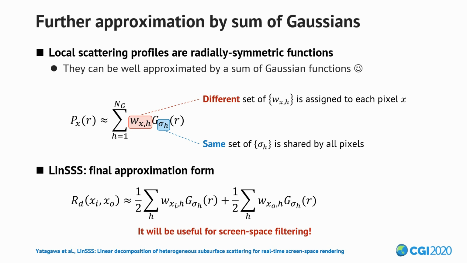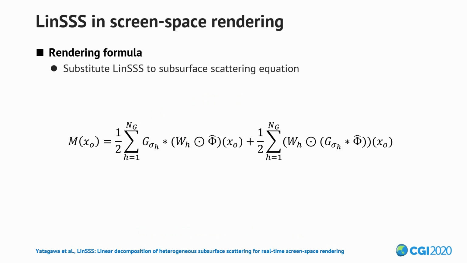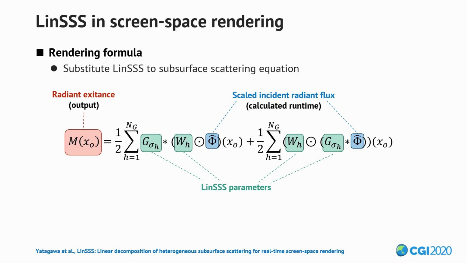Considering that numerical convolution of the Gaussian functions can be performed efficiently, it will be useful for the real-time rendering based on the screen space filtering. So let us substitute the LinSSS representation introduced in the previous slide into the subsurface scattering equation, which is a generalization of the rendering equation. By skipping the details, we can get the equation shown here. This equation computes the radiant exitance from the incident radiant flux using the PSSRDF represented by the LinSSS parameters.